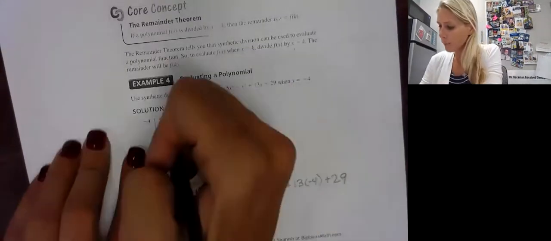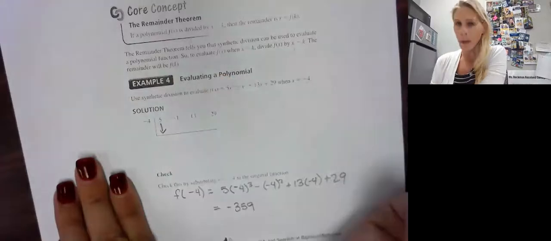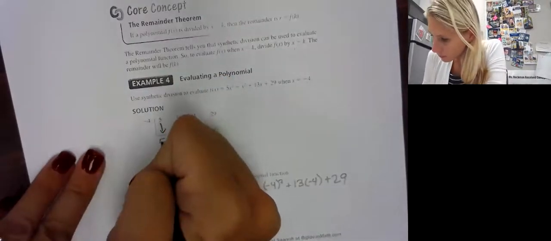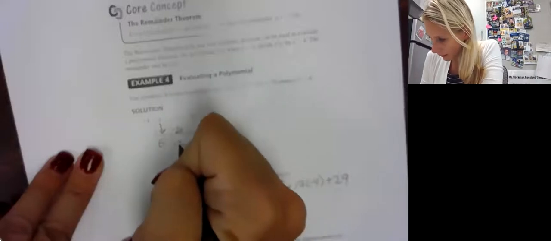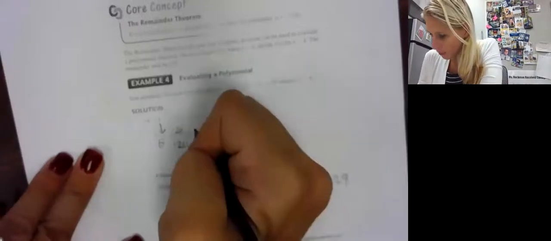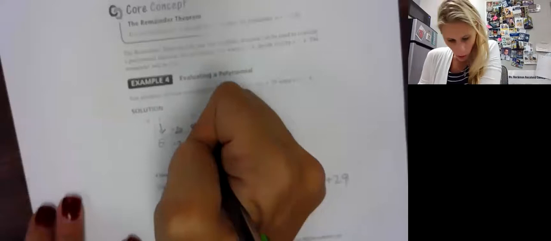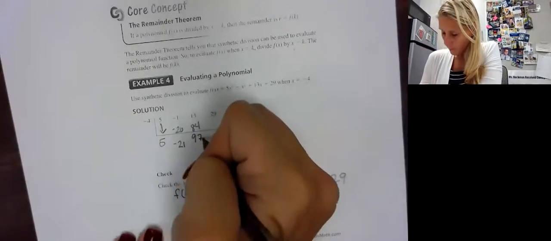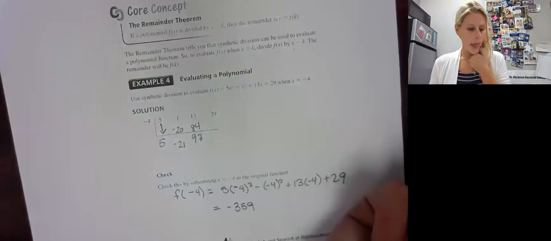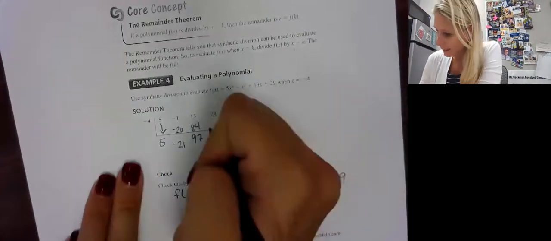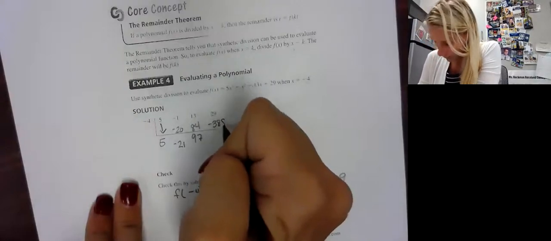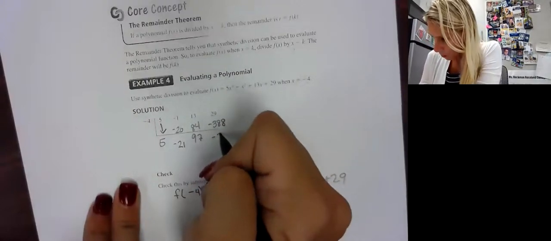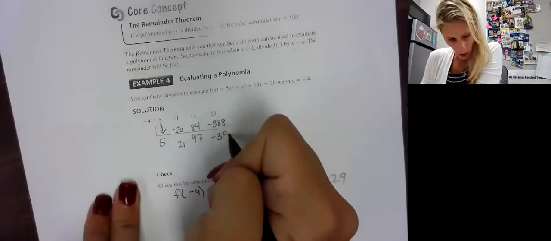Okay, so remember, bring 5 down, multiply, get negative 20, add, we get negative 21, multiply, we get 84, add, we get 97. Oh, this is getting big. Now we go negative 4 times 97, we get negative 388. Add straight down, and what do we get? What do you know? We got the negative 359.